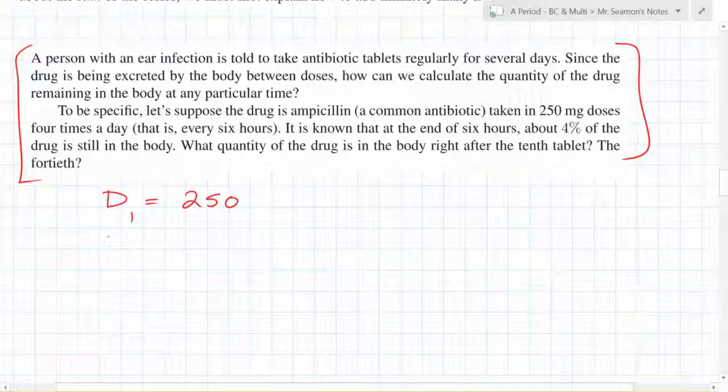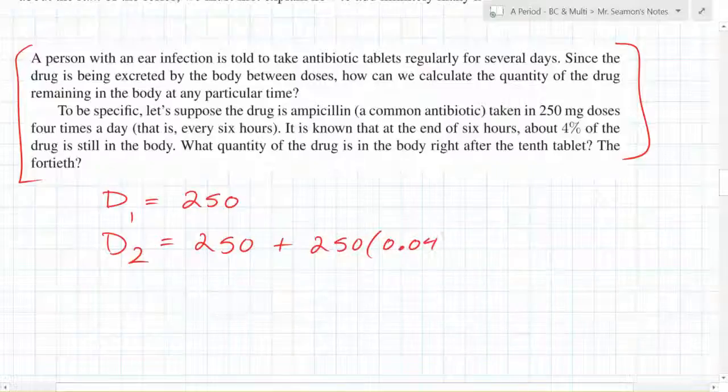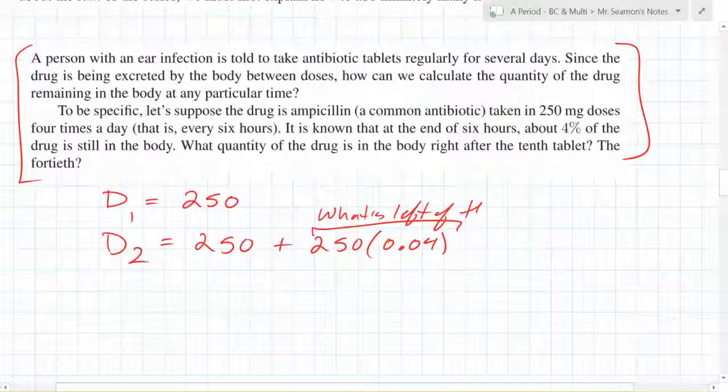250. So D2, meaning you put in the second dose, right? But then what's left of the first dose? 250 times what? 0.04. So this right here represents what's left of the first dosage. Are you with me?